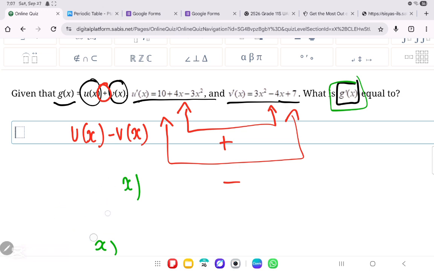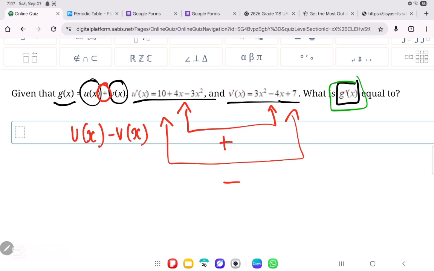So we dealt with all possible scenarios, but the two more important ones when it comes to a structure like this is if it's plus or minus. If it's plus, you add the two derivatives together, and if it's minus, you will subtract the two derivatives from each other.